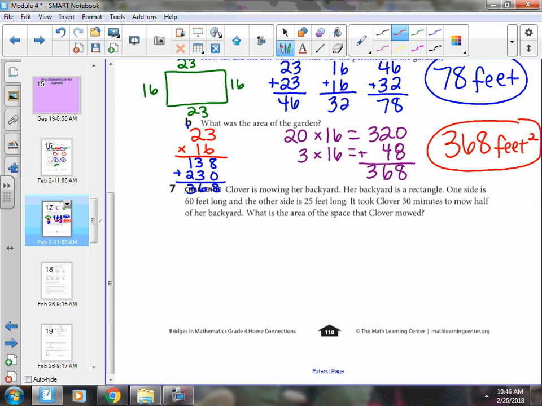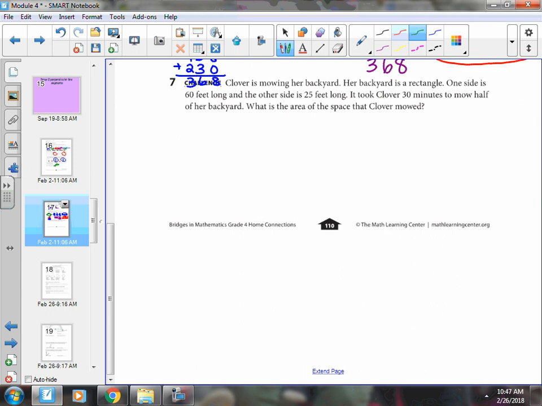It took Clover 30 minutes to mow half of her backyard. That's the area. We don't need to know how long it took her. What we need to know is that she mowed half of her backyard, which means we want to know the area of half her backyard. Again, a picture is always very helpful. One side is 60, the other side is 25.